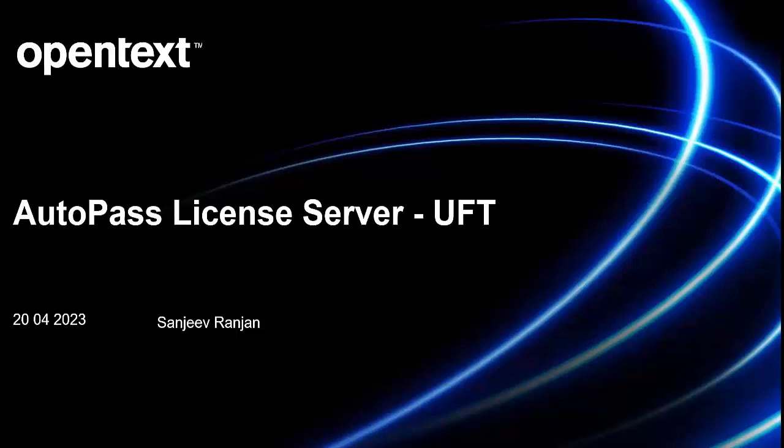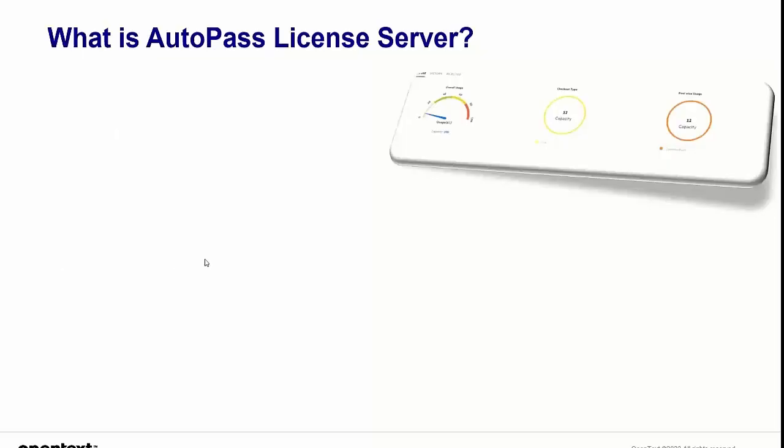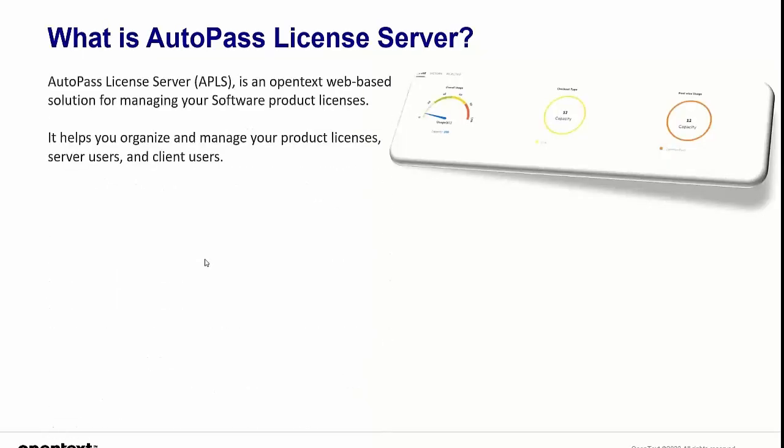So let's get started. First of all, let's understand what is AutoPass license server. AutoPass license server, mostly called APLS, is OpenText's web-based solution for managing your software product licenses. It helps you organize and manage your product licenses, server users, and client users. So this is an offering which enables management of licenses and usage for software products centrally.